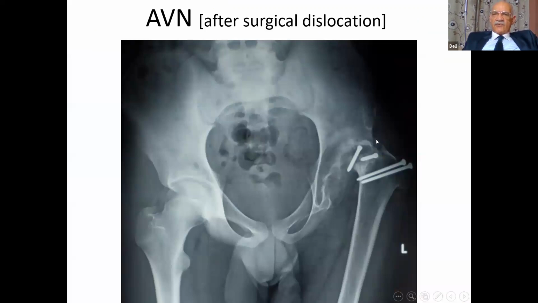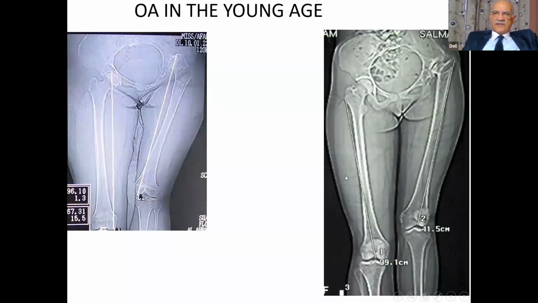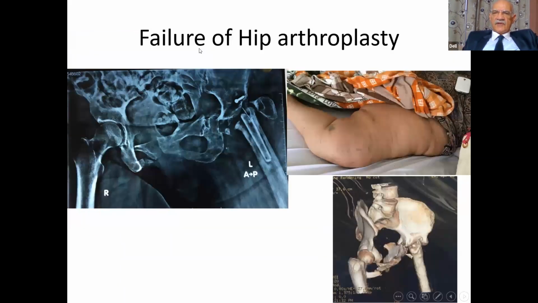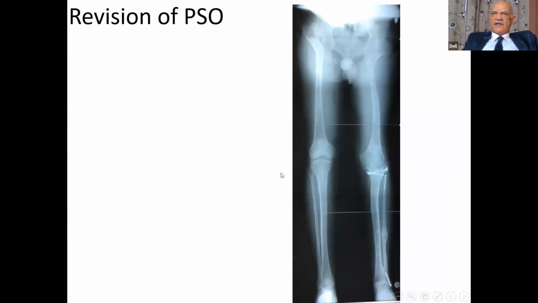This is avascular necrosis after safe surgical dislocation, the so-called safe surgical dislocation. Osteoarthritis, dying age 22. Failure of arthroplasty many times, and this is the end picture. It's a fat person. Revision of pelvic support osteotomy done before.